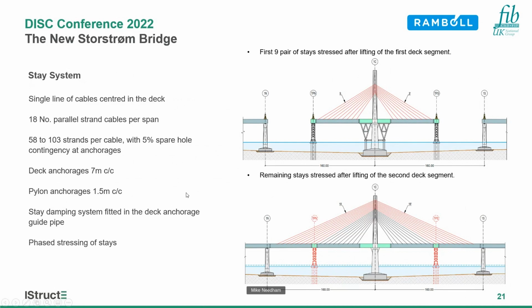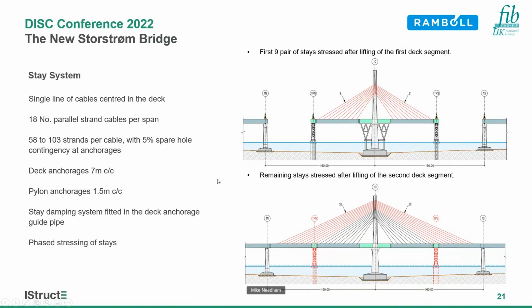So moving on to the stay system. The stay system has a single line of cables centered in the deck, with 18 number parallel strand cables per span, and up to 103 strands per cable, with some spare contingency at the anchorages. Deck anchorages at 7 meter centers, pylon anchorages at 1.5 meter centers. And as I said, the stay damping system is fitted in the deck anchorage guide pipe.